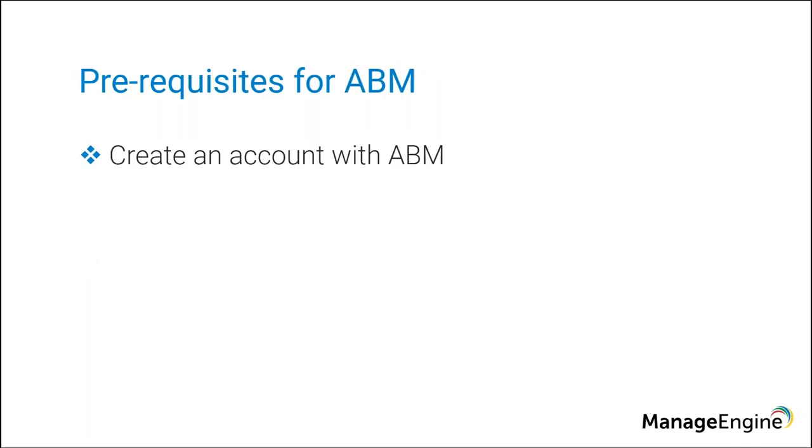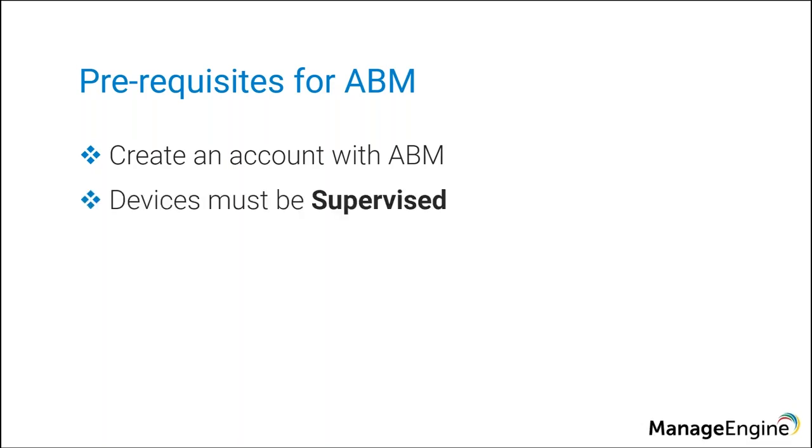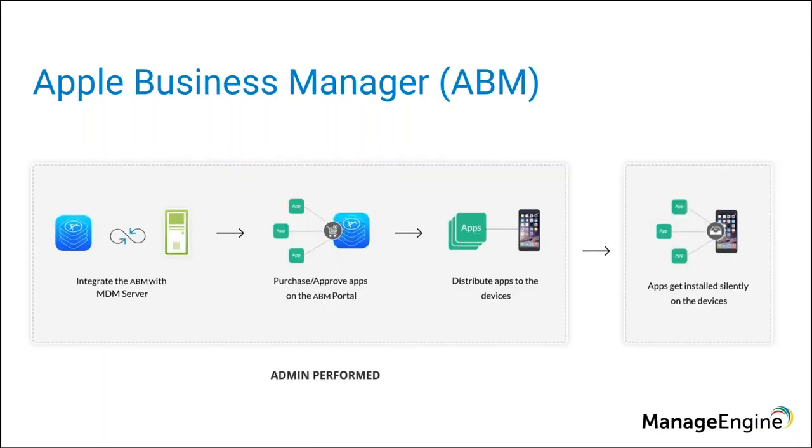But before that, we'd have to meet certain prerequisites in order to obtain the ABM service itself. First of all, you'd have to create an account with the Apple Business Manager services, which is free of cost. And from most of the countries, it is available and you can sign up for that. Next, your devices must be supervised. Supervision is a technical term, which means that MDM or the management services would have complete control of the devices. It's an enrollment characteristic, I would say, and that would be dealt with in next week's session.